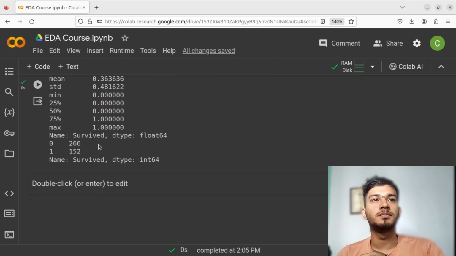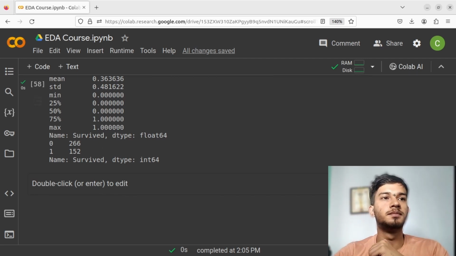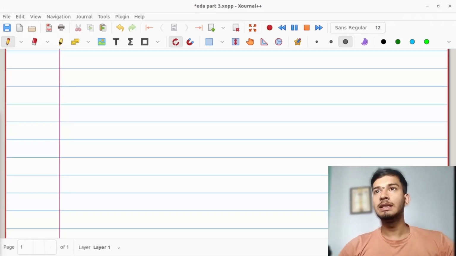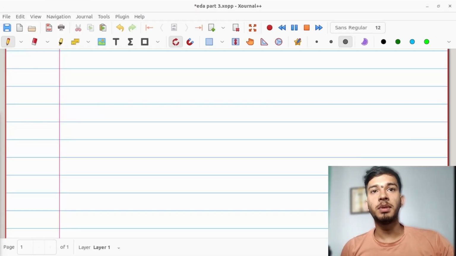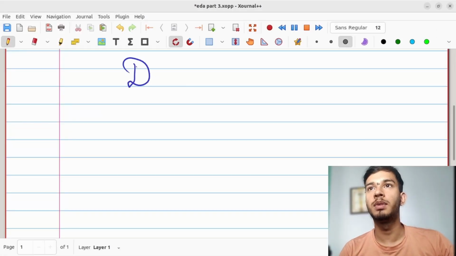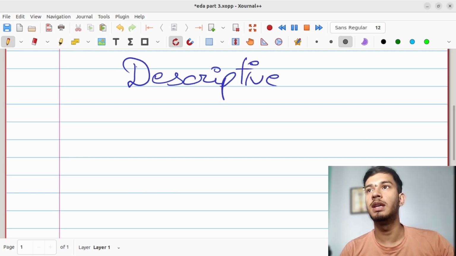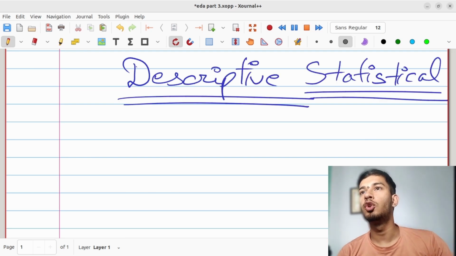We can do it with a bar chart for survival count. So yes, in this also comes a concept called descriptive statistics. So what is actually descriptive statistics, right? Because you will be working on EDA, so most of the time you will not have the domain knowledge. So here descriptive statistics is what will help you guys, right?